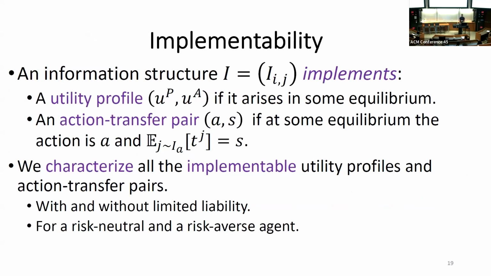Now let's define implementability. We say that an information structure implements a utility profile, which is a pair of principal's and agent's utility, if this utility profile arises at some equilibrium. We also say that an information structure implements an action transfer pair, A, S, if some equilibrium induces the action A, and the corresponding expected payment of the principal to the agent is S. In the paper, we characterize all the implementable utility profiles and also all the implementable action transfer pairs, both with and without limited liability, and both for a risk-neutral and a risk-averse agent.